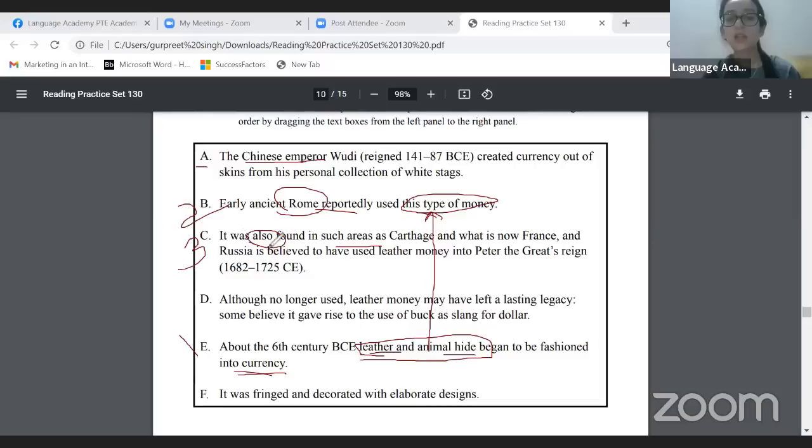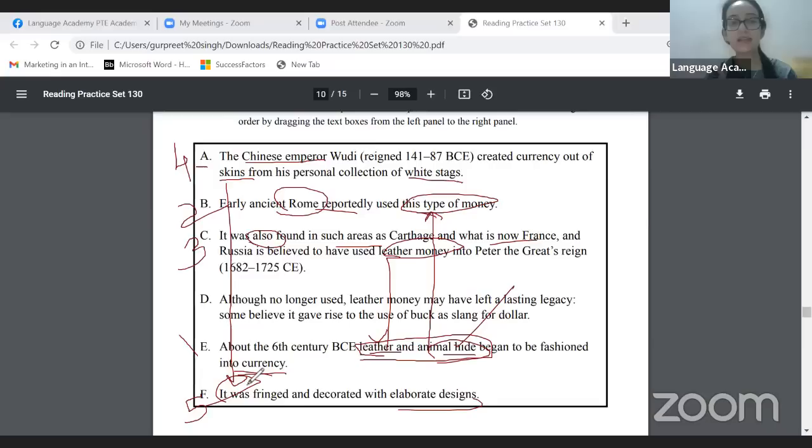It was also found in what is now France, and Russia is believed to have used leather money into Peter the Great's reign. So first explained leather. And now they are going to describe about animal hide. So the sequence in which the words are written also makes a difference. If they have said leather first, so they will explain leather first, and then you will explain animal hide. So then the story of animal hide began. The Chinese emperor created currency out of skins from his personal collection of white stags. So that is skin of animals. And then it was fringed and decorated with elaborate design. So it means the skin that he used, fringed, and he decorated that with elaborate designs. That's the story of animal hide.